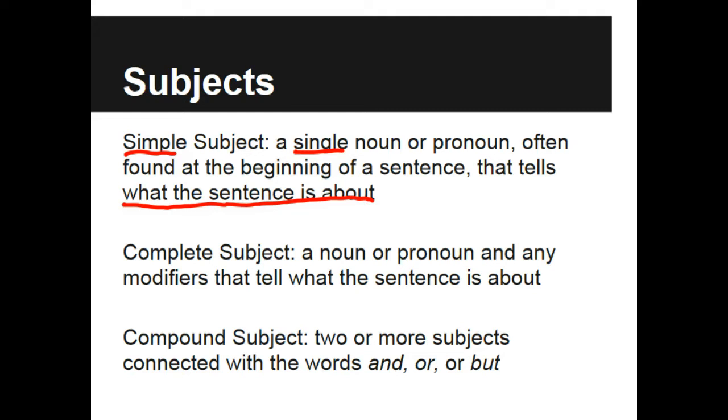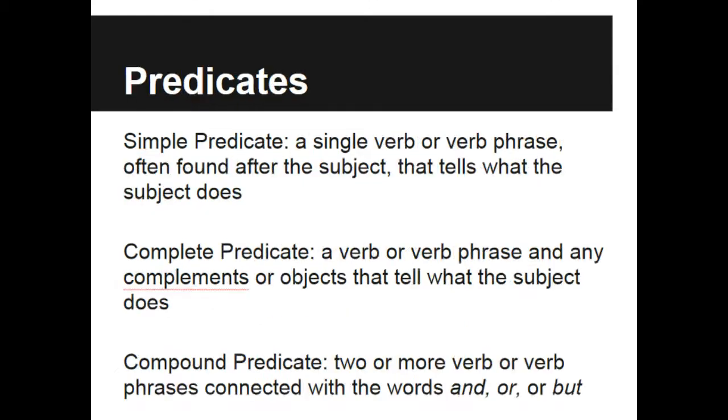Now, the complete subject will include that simple subject, but it's also going to include anything else that modifies the simple subject. So you're talking about any adjectives that might describe that subject, including any prepositional phrases. Pretty much anything that attaches to the single simple subject is part of the complete subject. Lastly, we have compound subjects. A compound subject is made up of two or more subjects that are connected with words such as and, or, but.